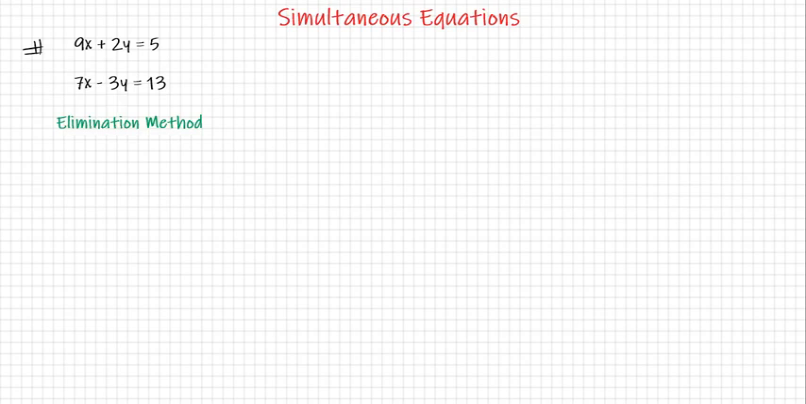solve this pair. Method number one is known as the elimination method. First, we look at the elimination method, how we use it to solve this simultaneous equation. Okay, so the pair of equations is 9x plus 2y equals 5 and 7x minus 3y equals 13.